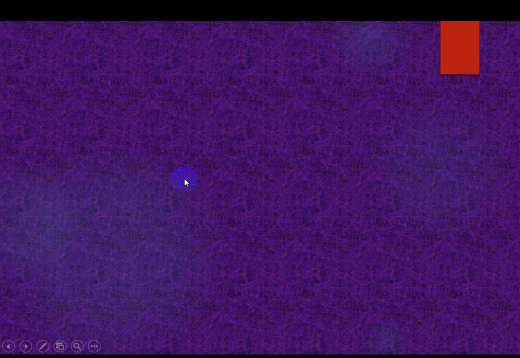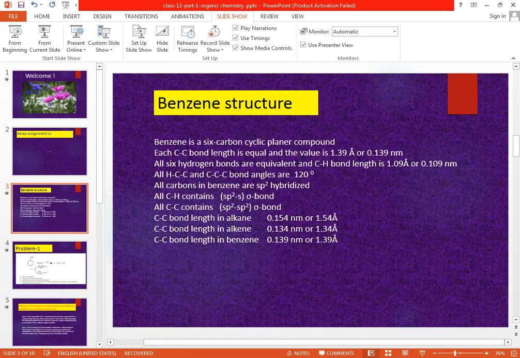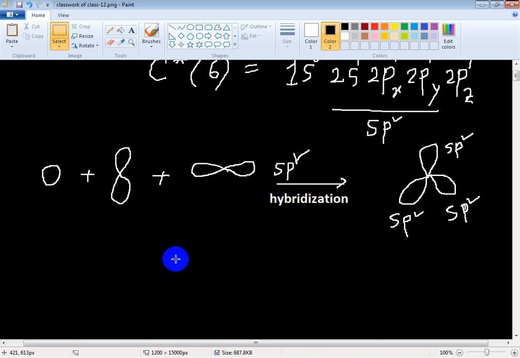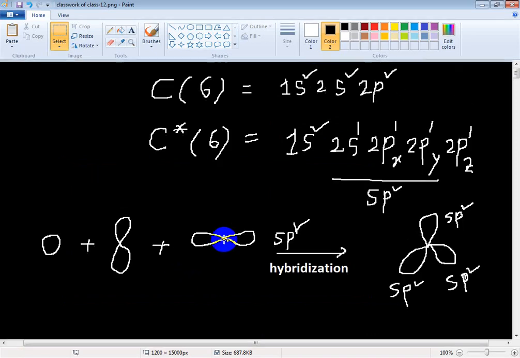Okay, I have to show what the carbon-carbon bond length is. We know carbon contains 6 electrons, 1s2, 2s2, 2p2. In the excited state the electronic configuration is 1s2, 2s1, 2px, 2py, 2pz. This is the 1s and 2p orbital, so this is the sp2 hybridization.